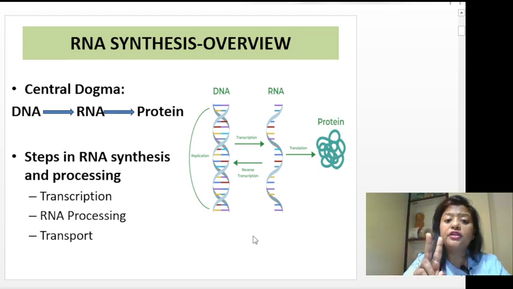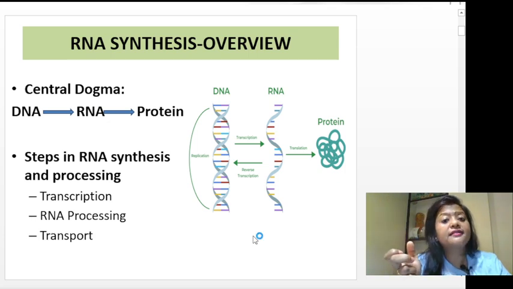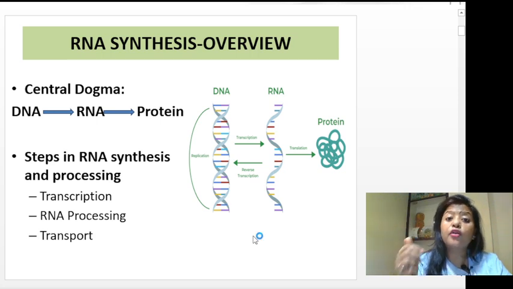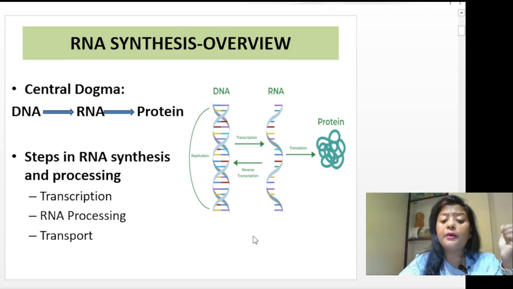There are two steps here: one is transcription and one is translation. When DNA is converted to RNA, or you can say mRNA, it's called transcription, and when mRNA is converted to proteins, it's called translation. Today's class we'll be talking about the transcription process and also how RNA is processed. That means how premature mRNA, or pre-mRNA, forms mRNA in the later stages. So in today's topic, we'll talk about transcription, RNA processing, and how it is transported.